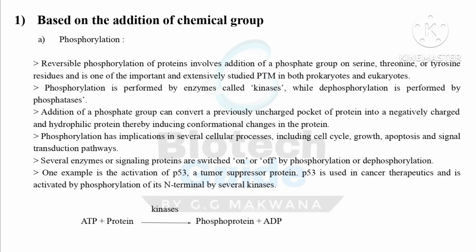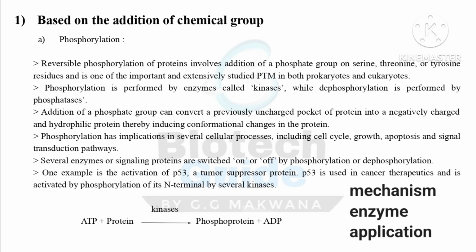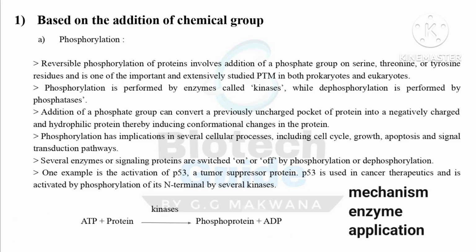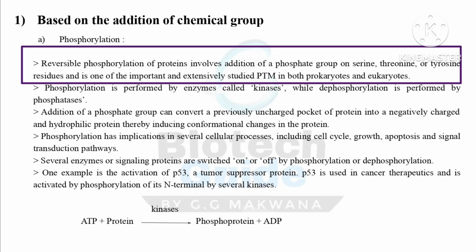Let us start quickly. First, based on addition of a chemical group. The first subtype is phosphorylation. Here I am going to tell about one important point: we are going to memorize using the mechanism, then the enzyme which is used for this mechanism, and third, the application. These 3 main important points you have to write in your exam as well as in any kind of theory.